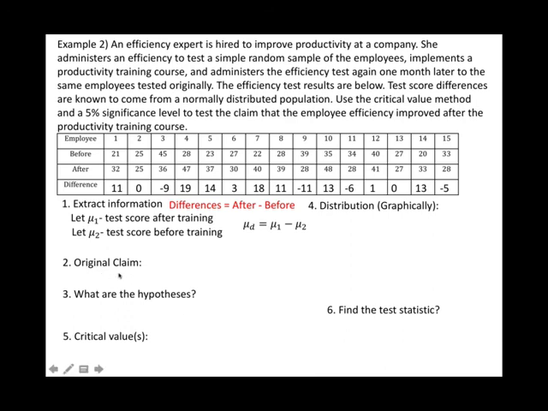Okay, now figure out what your original claim is and what the hypotheses are. The original claim should be the last sentence. Tester claimed that the employee efficiency improved after the productive training course. After they have the training course, their score should be improved, right? So you should have the mean of the difference greater than 0. And then the null and alternate hypothesis. And we are working on a right tail.